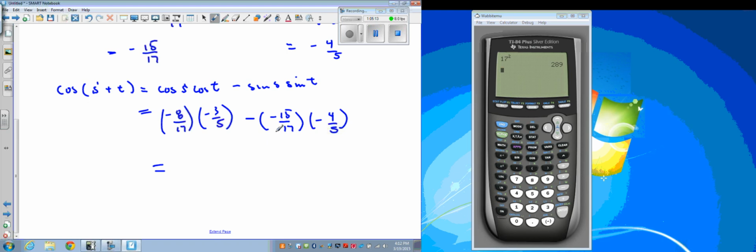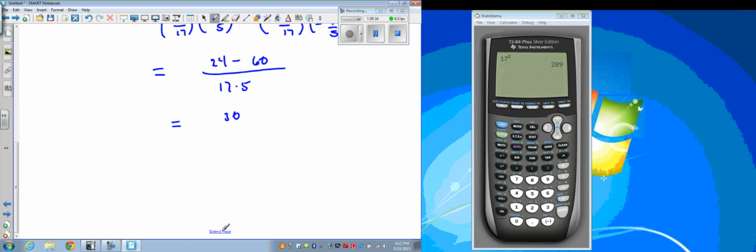So the denominators are going to be the same, right? 17 times 5. And then this is going to be a plus, right? 24 minus, minus 60. So it's minus 36 over. And I guess there's nothing that will reduce. That's where we're at. So it's 85, is that what it is?